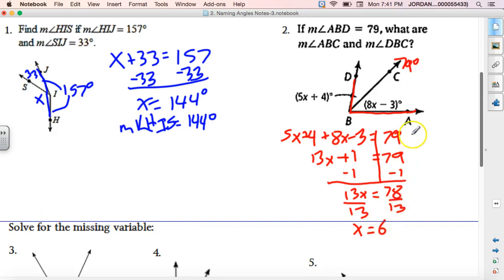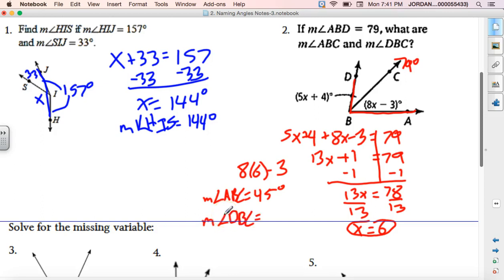But is that what the question asks? No, they ask what are the measure of angle ABC and DBC. All we found was x. So what we've got to do is take it and plug it back in to the expression for ABC. So ABC is this expression. So I've got to do 8 times 6 minus 3. That's 48 minus 3 is 45. So measure of angle ABC equals 45.